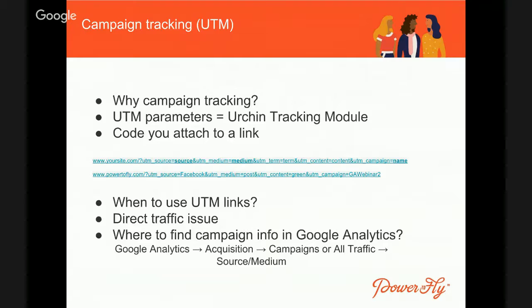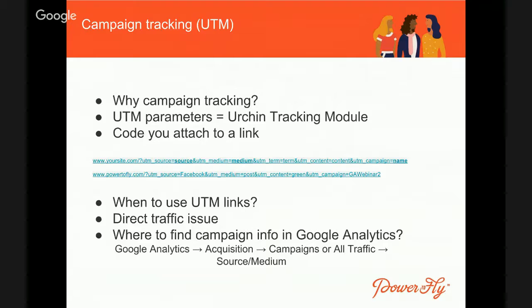And then finally, where to find this campaign information once you start using the UTM links in Google Analytics. So you go to Google Analytics, then the acquisition menu, and then campaigns or traffic, and you will see it under source or medium or just under campaigns or traffic. Whatever you click there will work.